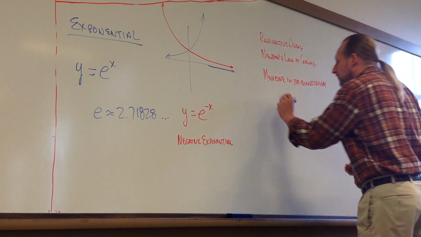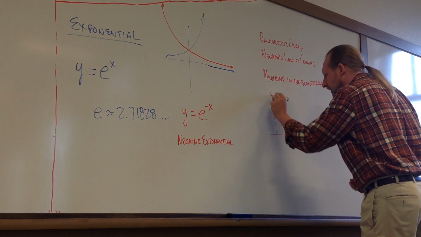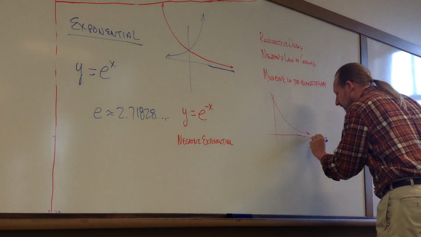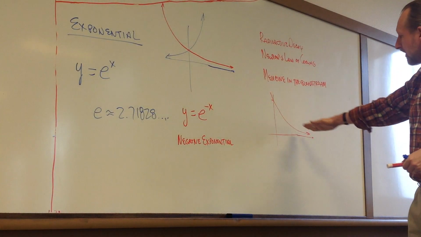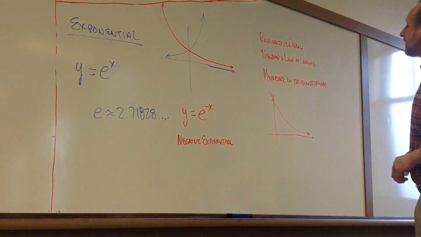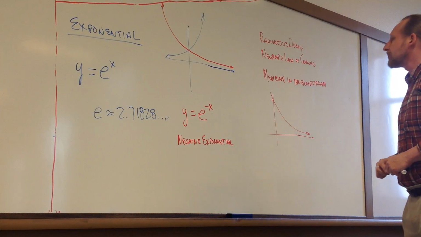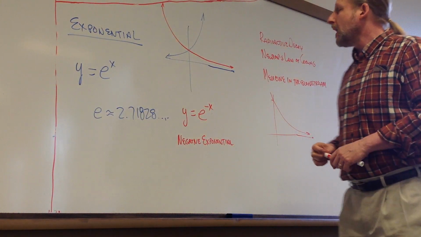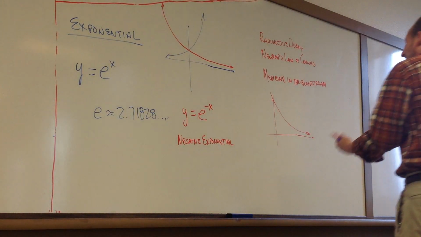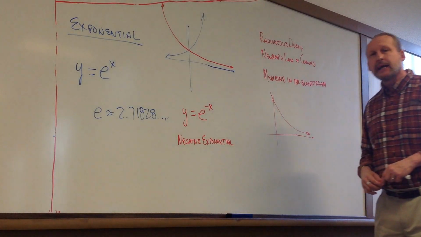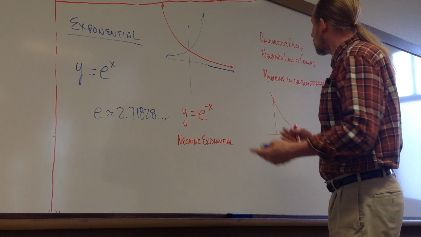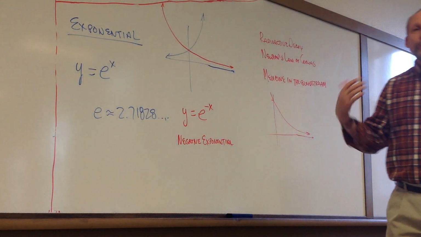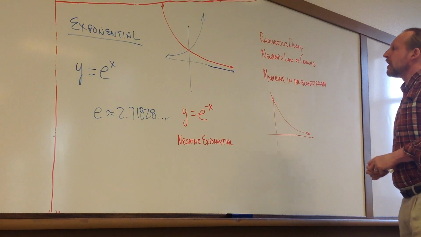Let me draw a little bit better picture, and we'll see this on the calculator in a few minutes. But that's a clearer picture of this kind of curve. And the same thing with medicine in the bloodstream. Okay, the medicine in the bloodstream is metabolized, and the rate at which it's metabolized depends on the interaction of the medicine with the metabolites in the bloodstream.